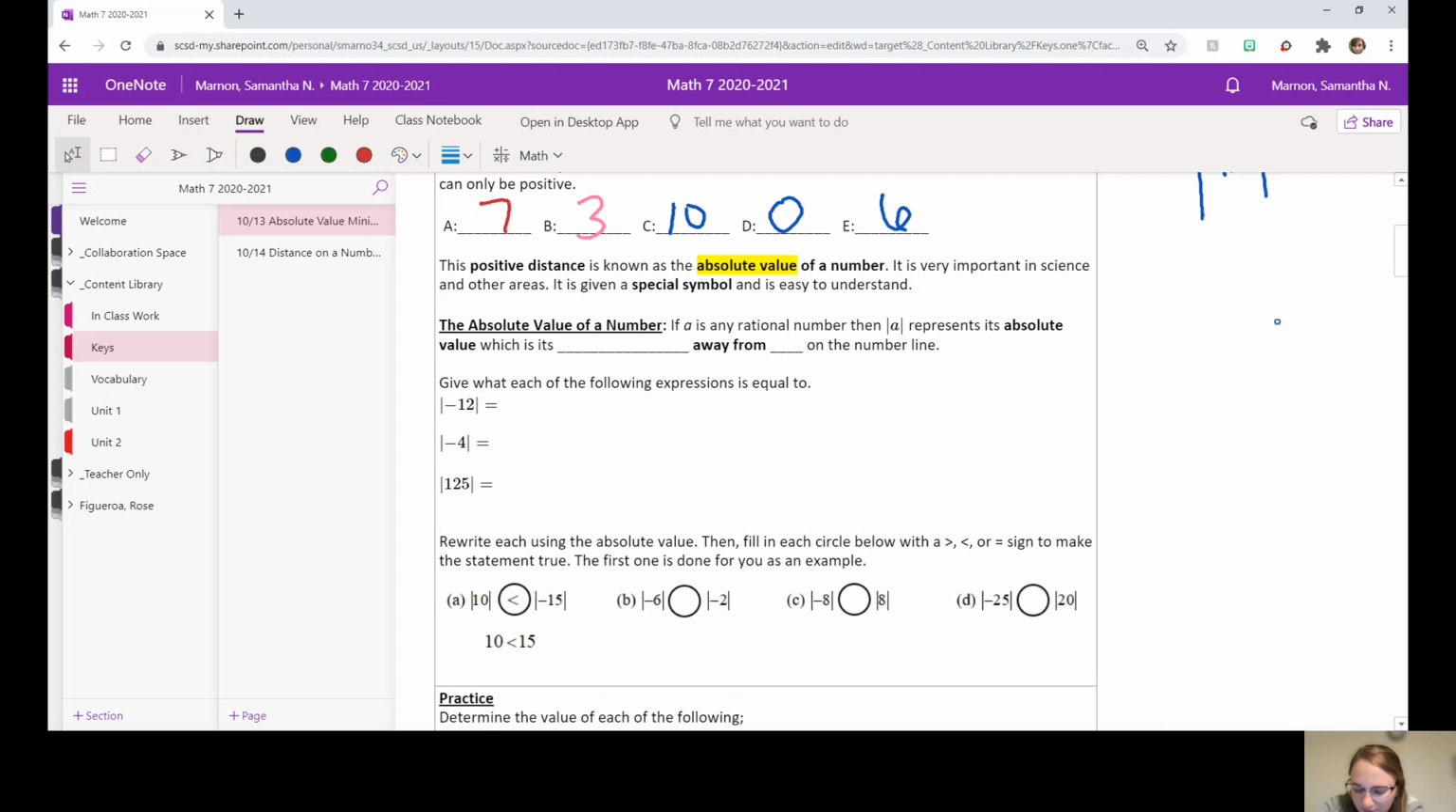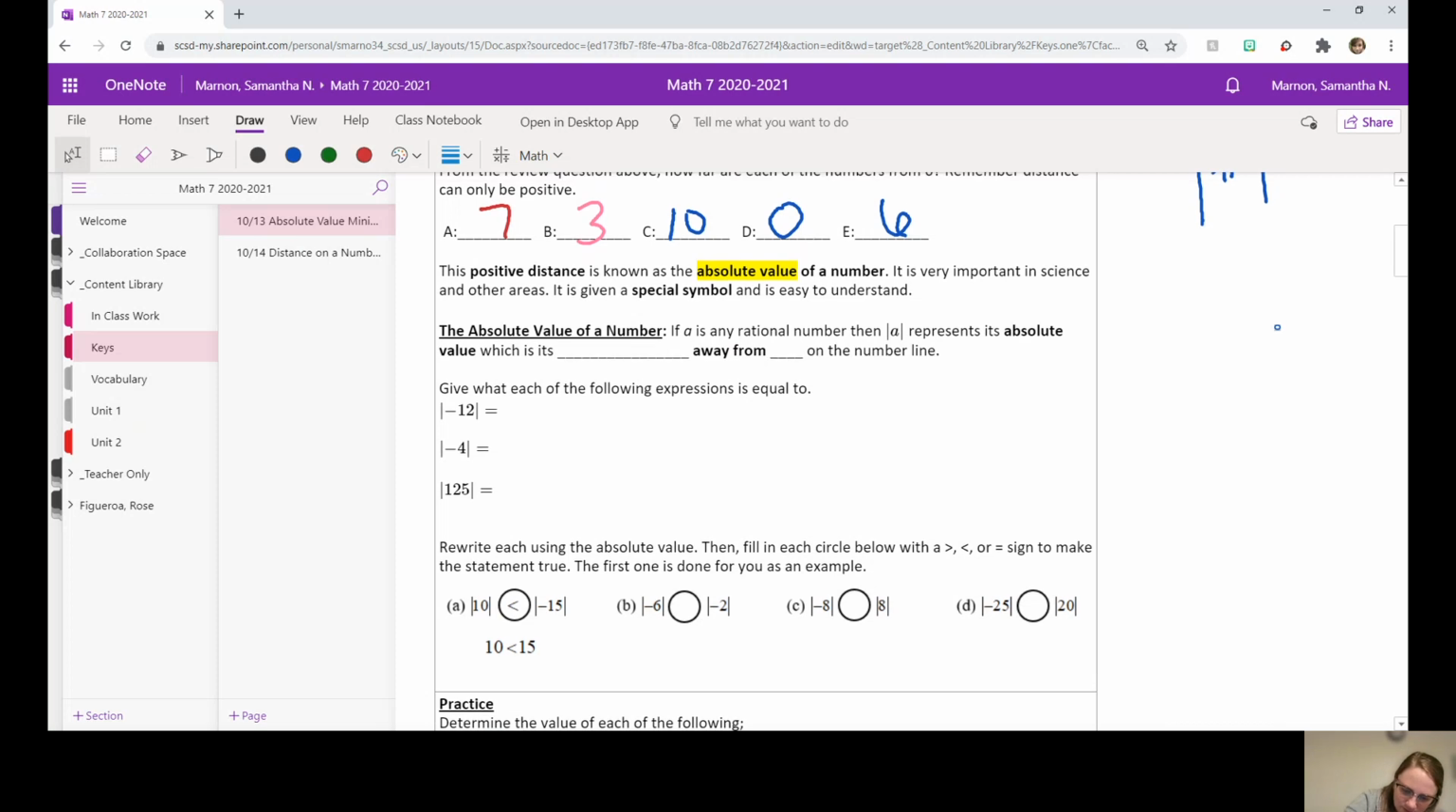So if A is any rational number, then the absolute value of A represents its absolute value, which is its distance away from 0. So everything we're doing is distance away from 0. So it's going to be positive. Distance is always positive. You can't run negative a mile. You can only run a mile.